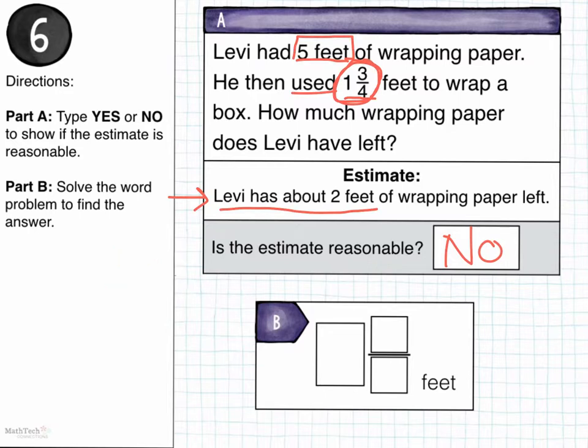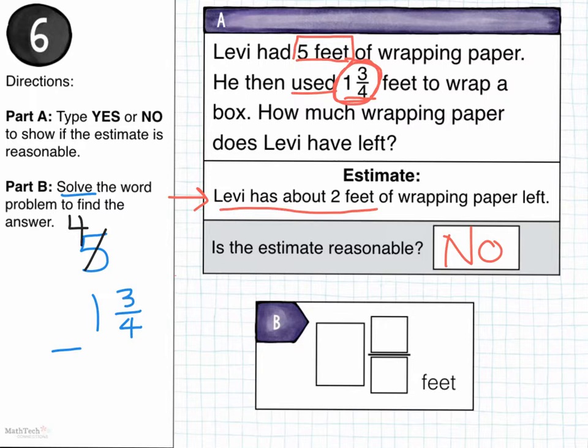Now on to part B. Let's go ahead and solve this word problem. We know that we are starting with 5 feet, and then I know that Levi used 1 3/4 feet. So I have to think here, I'm going to rename this 5. I'm going to just change its name so that I can make more sense out of it.